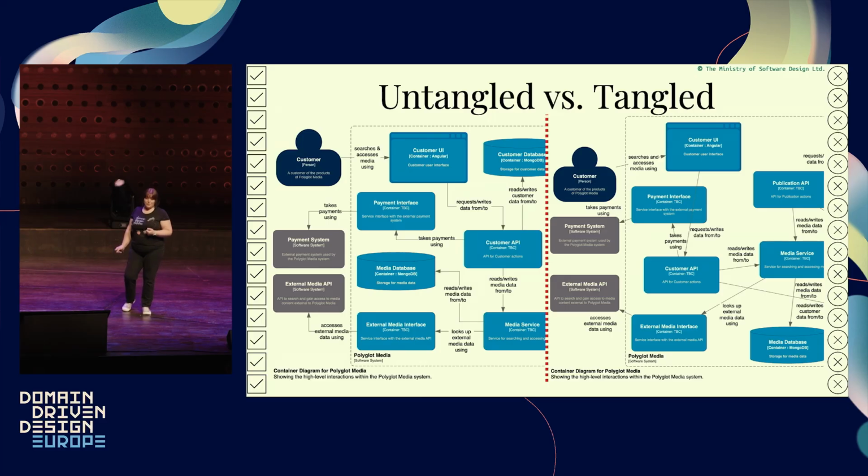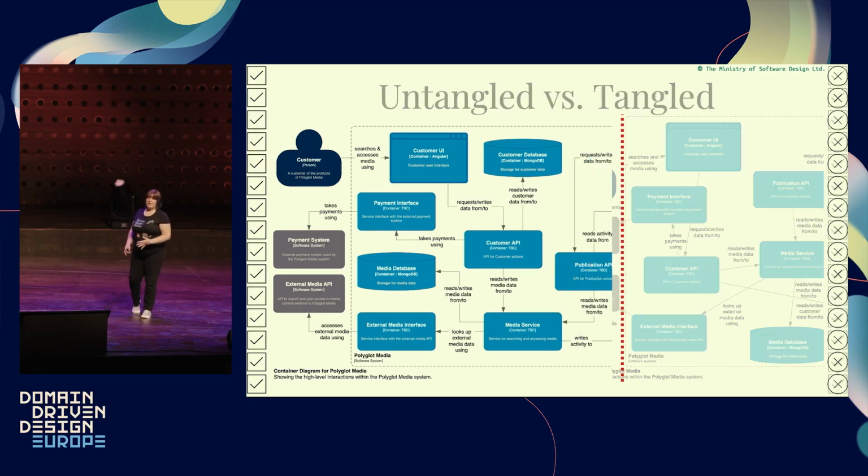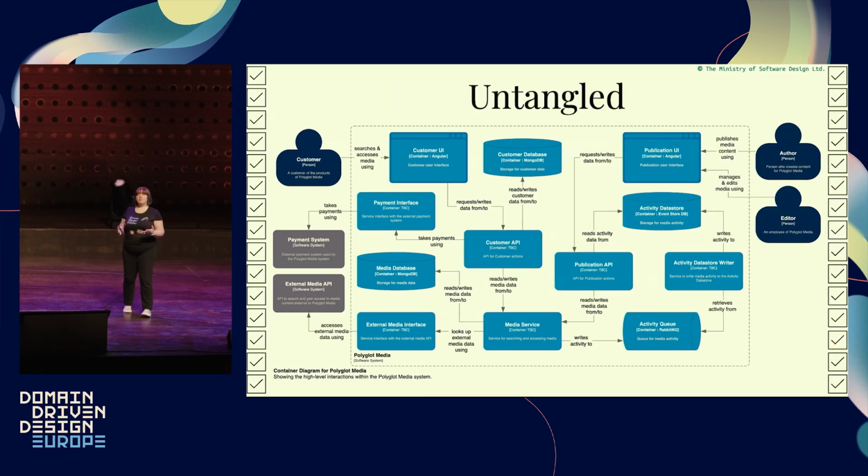We've got the untangled version here, and we've got the tangled version. I will show you the full version of this now. So I've actually managed to make it so there's no line jumps at all in this diagram, just by moving things around. That doesn't always work.